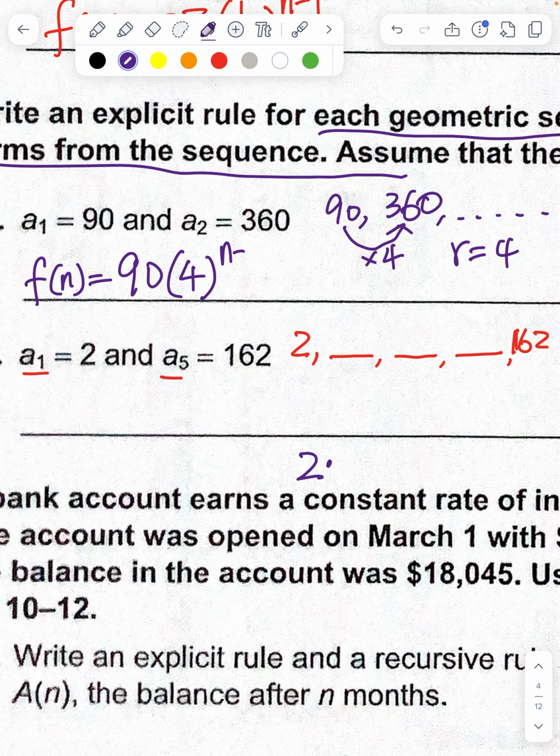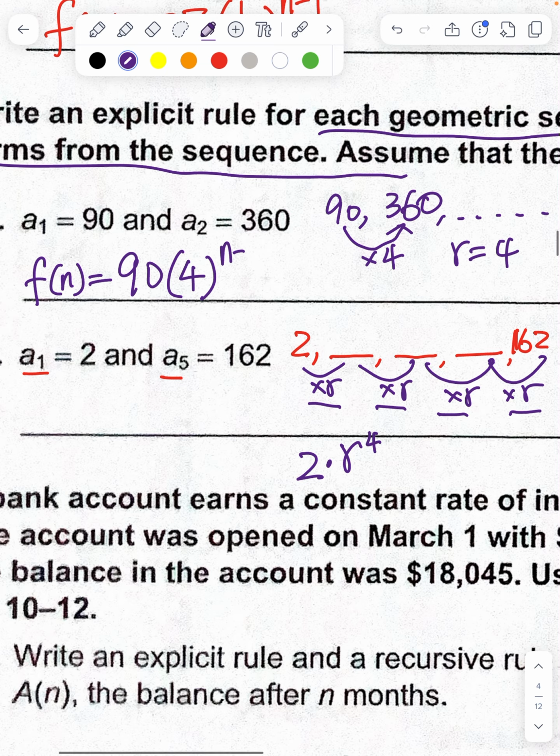So 2 multiplied by something. Let me figure out the common ratio, right? So 2 multiplied by r, multiplied by r, multiplied by r, multiplied by r. So 1, 2, 3, 4. We multiply by r 4 times. So I can rewrite it as r raised to the fourth power equals 162. I need to figure out the r. This one is a little tricky.